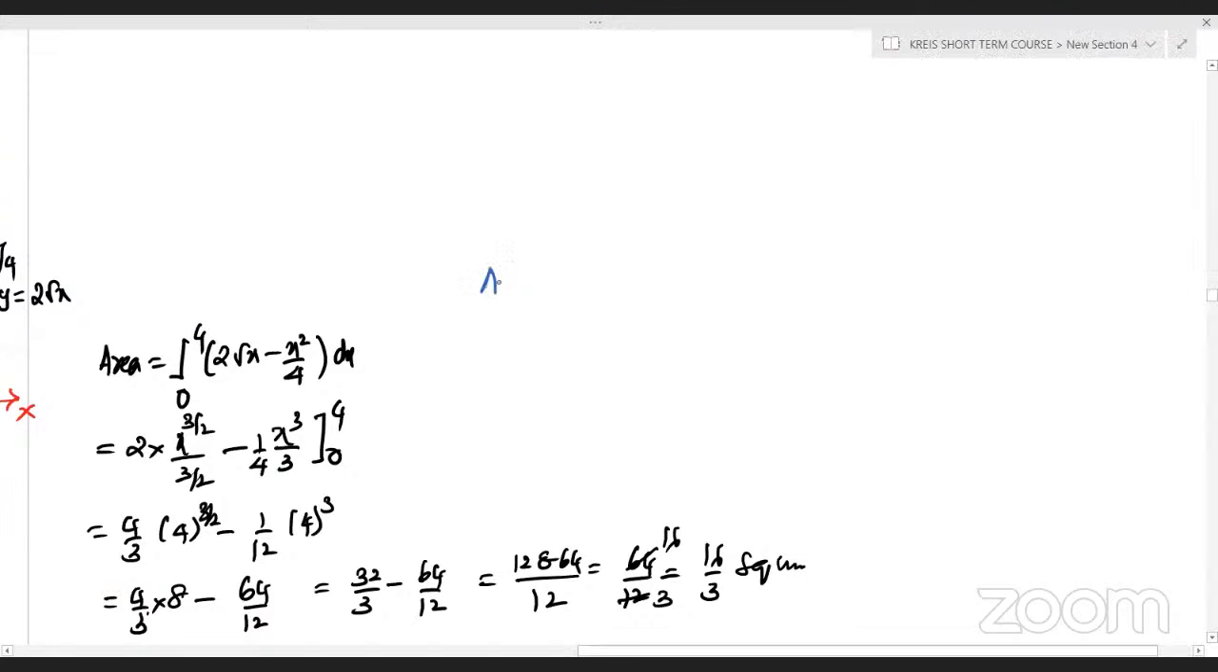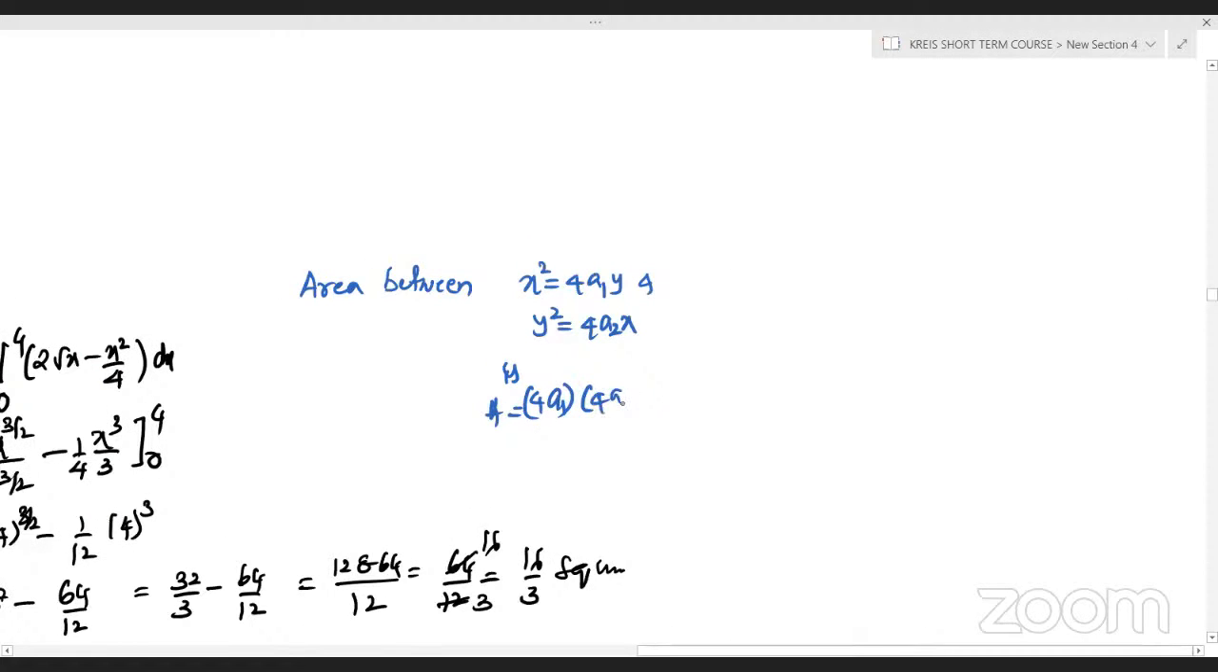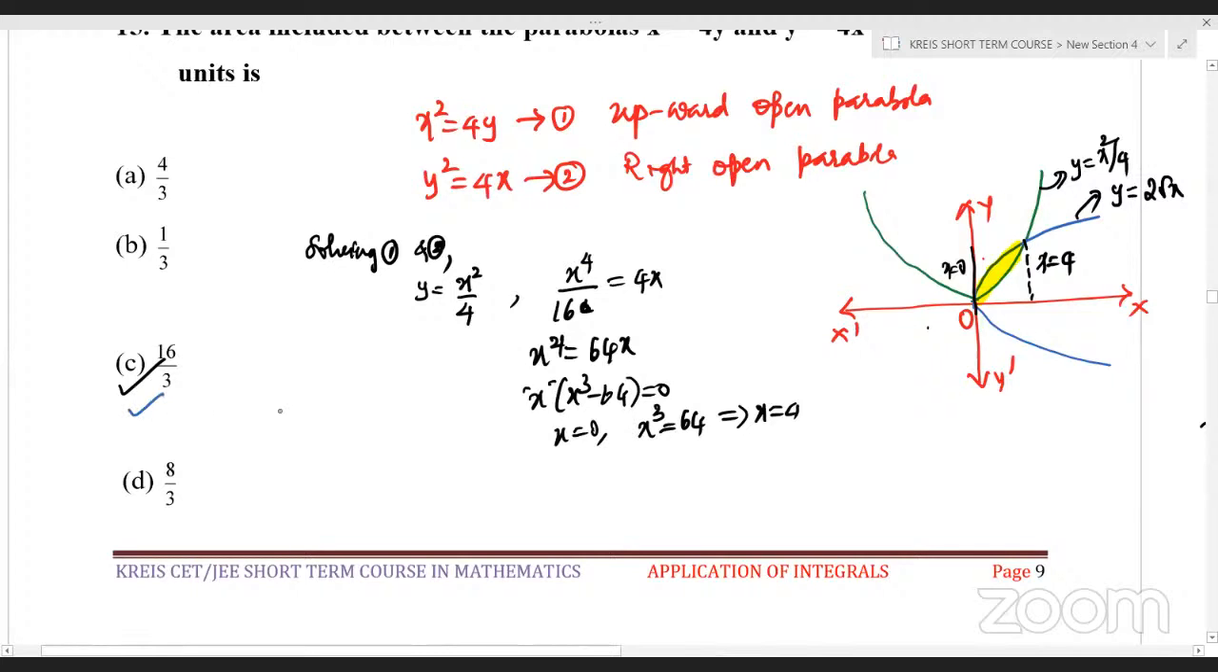Area between the curves x squared is equal to 4a1y and y squared is equal to 4a2x is, so you can observe it's going to be 4a1 into 4a2 divided by 3. Here the equations are 4x and 4y, right? So if you make use of that, it is 4 into 4, 16 divided by 3. Straight away you get the area of the required region. So it is option C that is going to be the right solution for this one.